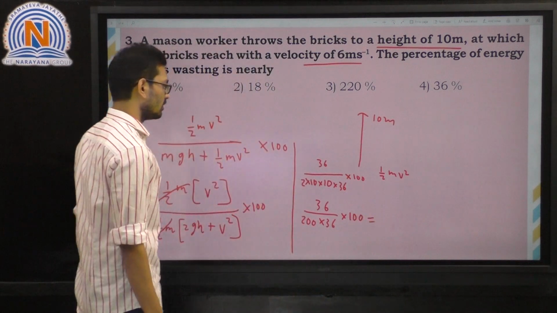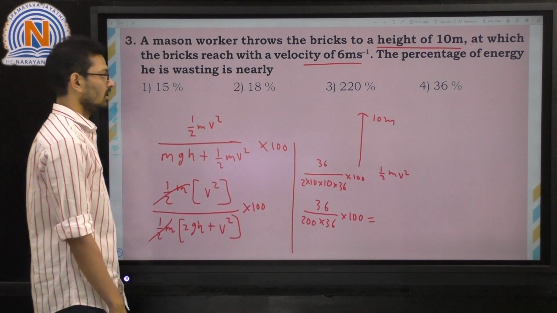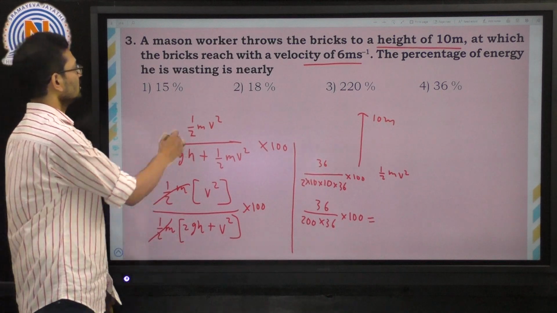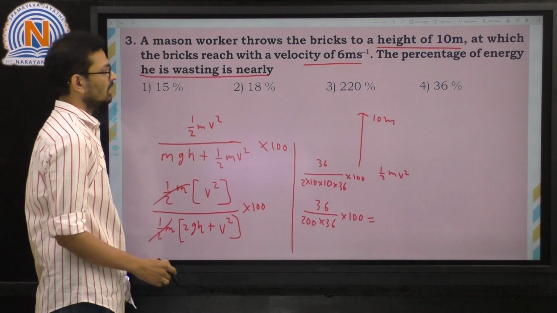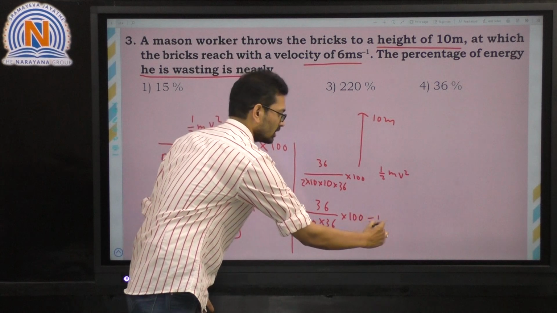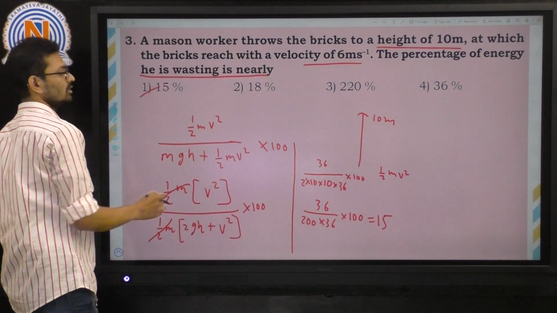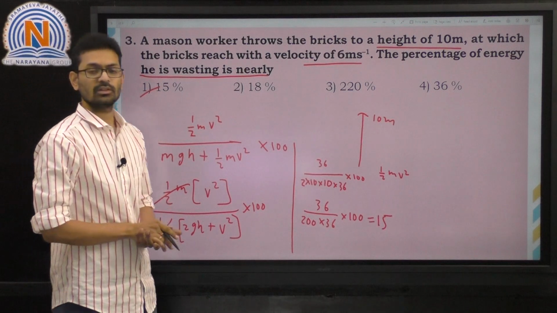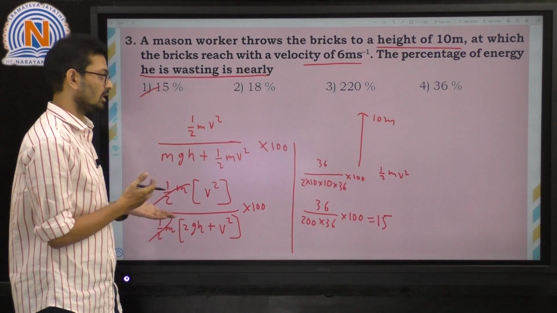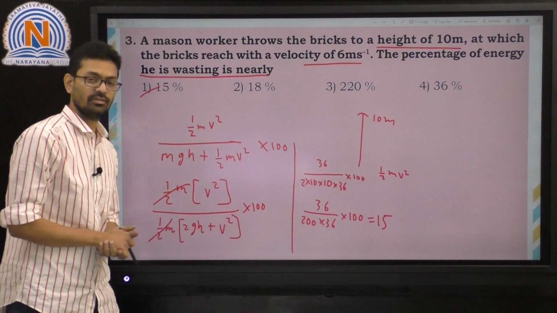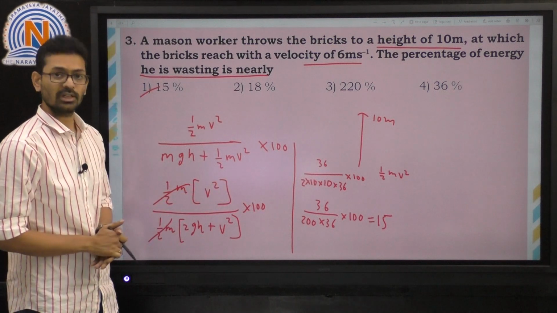So if you try to solve this, you will be getting that the energy he has wasted is nearly around 15 as your answer. So the energy wasted over here is 15%, right? So I hope this is helpful for you. You can solve it and you will be getting 15. And let us go with the next question.